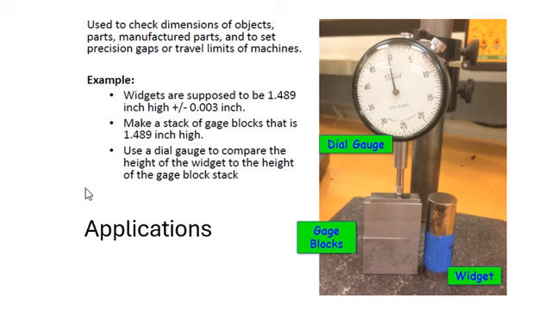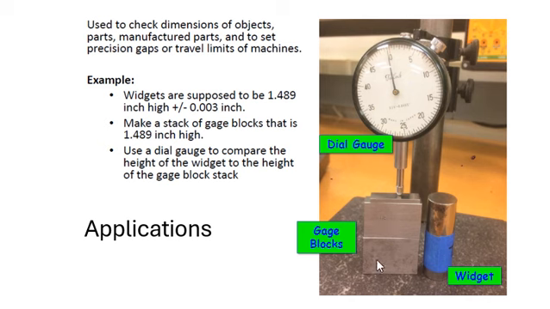So where are we using all these gauge blocks? We use them to check the dimensions of an object. Here you have a widget, and that widget is supposed to be 1.489 inch high, plus or minus 0.003 inch error. So we're going to take the gauge blocks and make a stack, and that is 1.489 inch high, because we know the length of the gauge blocks. It's written in the box.